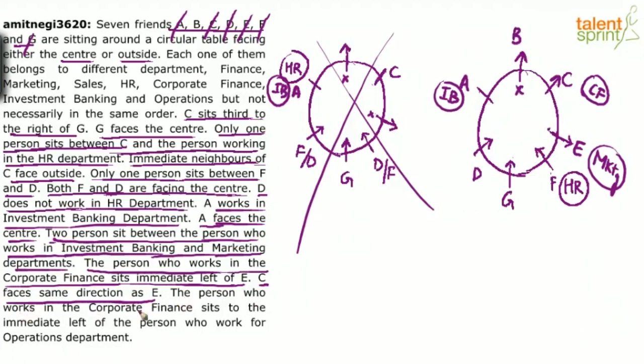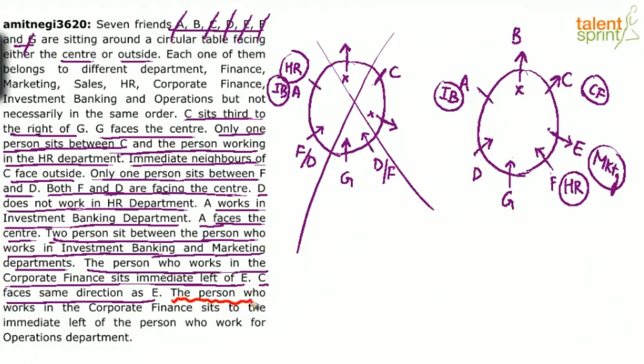The person who works in corporate finance sits to the immediate left of the person who works for operations department. Corporate finance is this. He says the person who works for corporate finance sits to the immediate left of the person who works for operations. Yeah, so I think this is where there is an error. Let me highlight. This is a wrong statement.